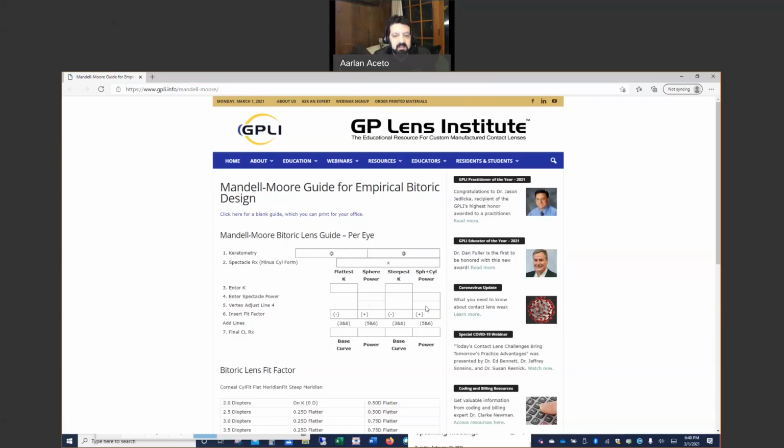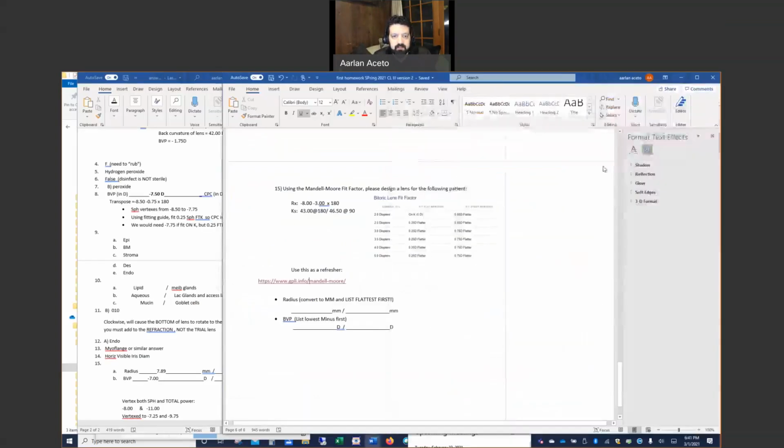vertex and vertex. So now you're going to take your flattest K, and you know what your flattest K is and your vertex sphere, your steeper K and your vertex sphere and cylinder power at 90 degrees away. So now just do your fit factor. Your fit factor is simply this right here. How much corneal cylinder do you have?